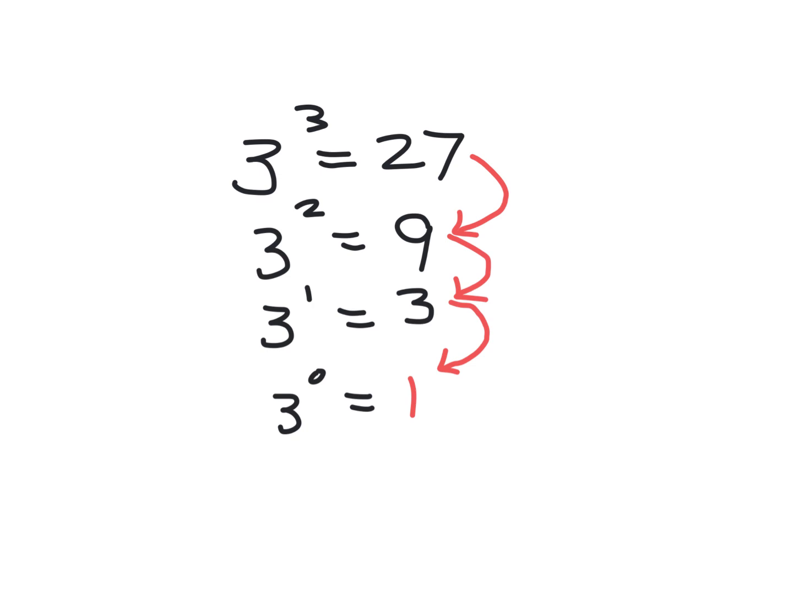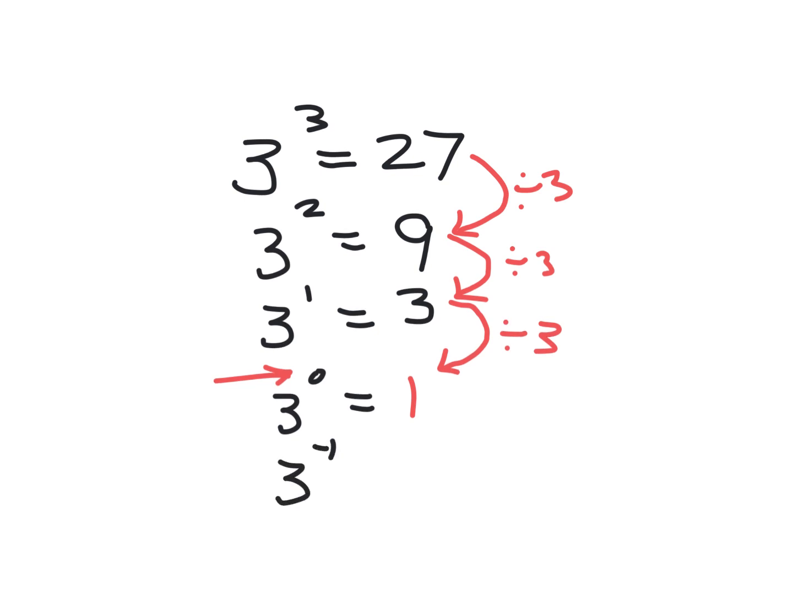Do you get, in a way, we could say divided by 3 each time? 27 divided by 3 is 9, and then 9 divided by 3 is 3, and then 3 divided by 3 is 1. So it makes sense that it's 1. When you put something to the 0 power, it's not 0. It's 1.